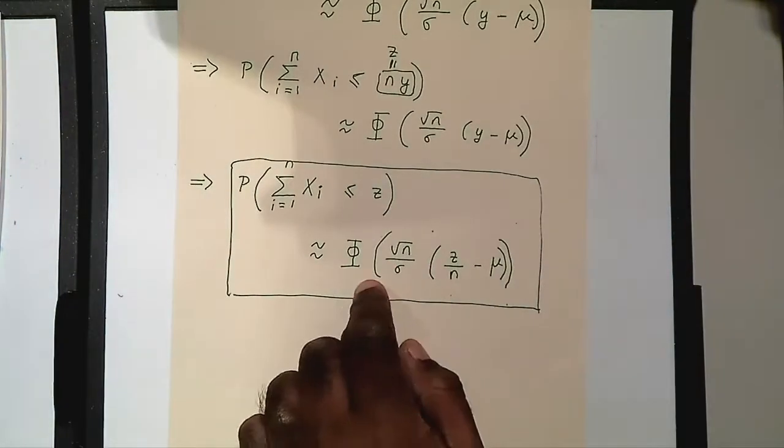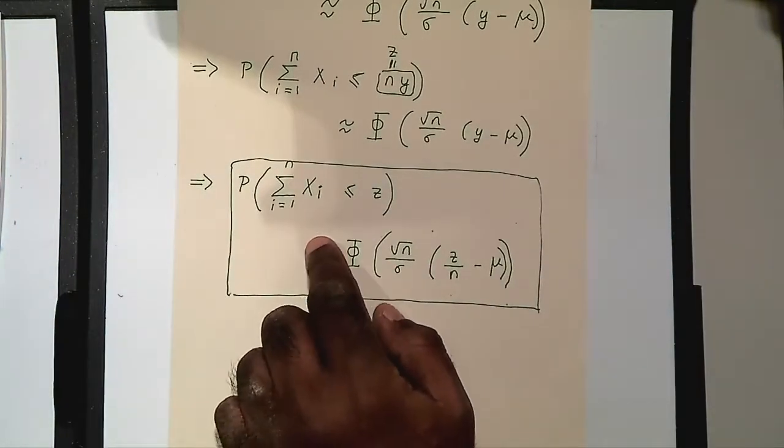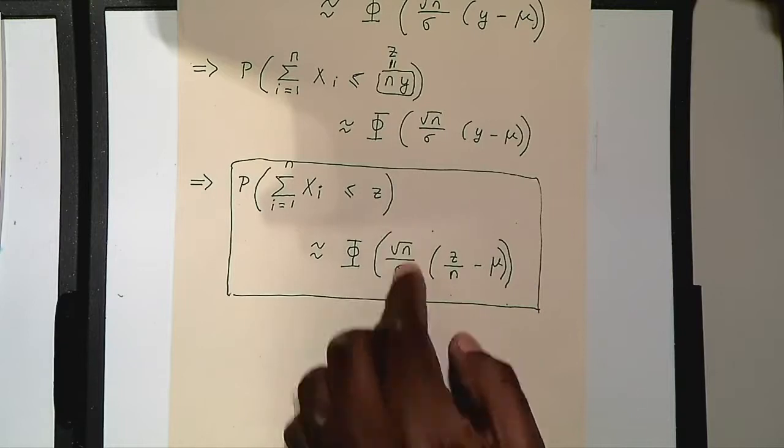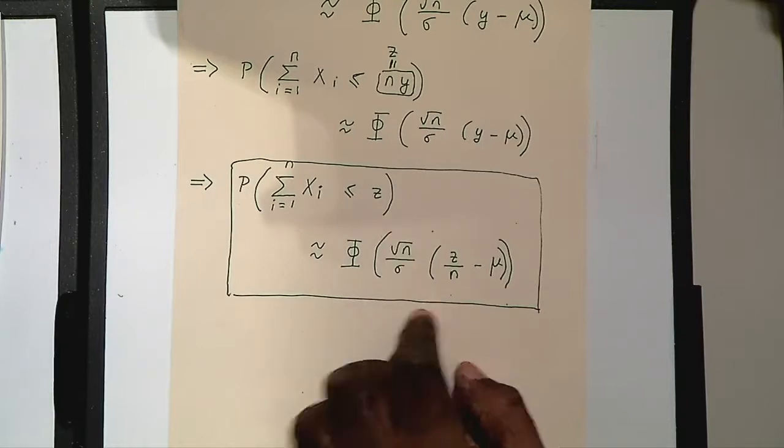You get to the statement that the probability that the sum of xi is less than or equal to z is approximately equal to this. Now, I'm going to show you how to use this to solve example 3.